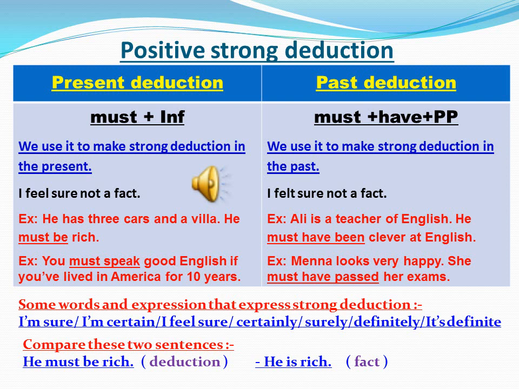But let's look at these sentences. Ali is a teacher of English. He must have been clever at English. Ali is now a teacher of English, so I deduce that he was clever at English in the past. In this example, I used must have plus past participle to make strong deduction in the past.